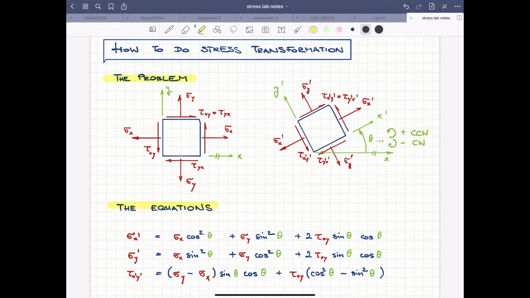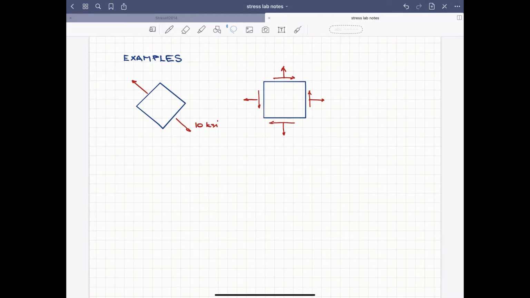So you see, all we need is basically the state sigma x, sigma y, and tau xy in the original state, and the rotation angle between the two coordinate systems. If we have that, then it's a straightforward equation just to plug in. Let's explore the equations on a simple example.